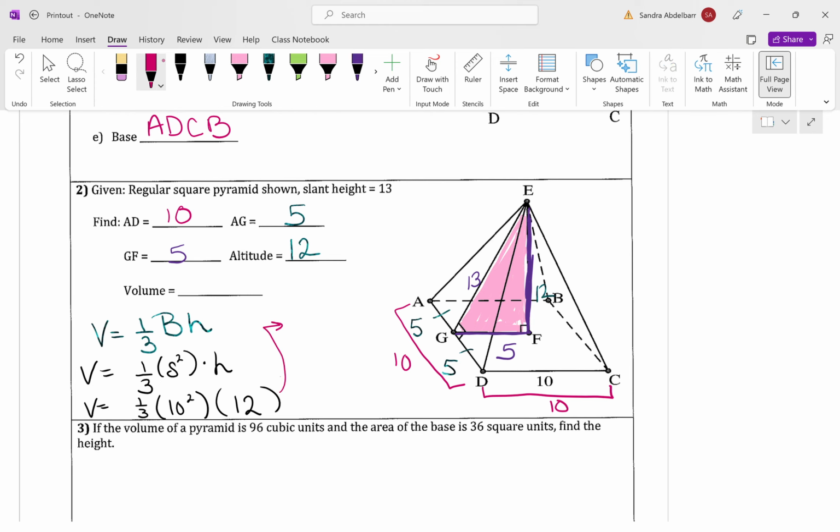So now we are going to have, let's bring it up here, 1/3 times 100 times 12. Multiplication is commutative, so we don't have to multiply in order. So instead of doing 1/3 of 100, I'm going to take 1/3 of 12. So 1/3 of 12 is 4. 4 times 100 is 400 units cubed.